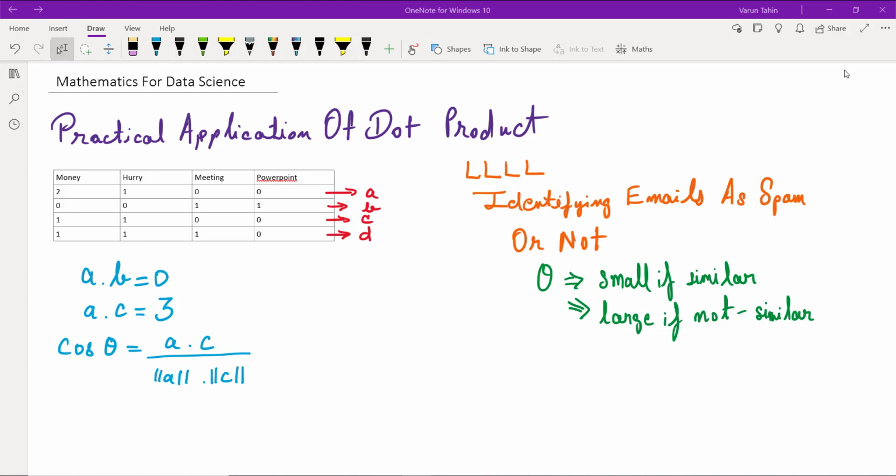Though let's discuss how we can quantify the similarity between emails. So for simplicity, let's assume that there are only 4 words in the vocabulary, which are the keywords in the email, such as money, hurry, meeting and PowerPoint. So we are ignoring all the other words in the email apart from these 4. So let's say that we have a few hundred emails and we count the number of times each of these 4 words occurs in an email. That is, we are counting the frequency of the keywords per email and storing them in a table. So in this table, each row represents an email and each column represents the frequency of a keyword.